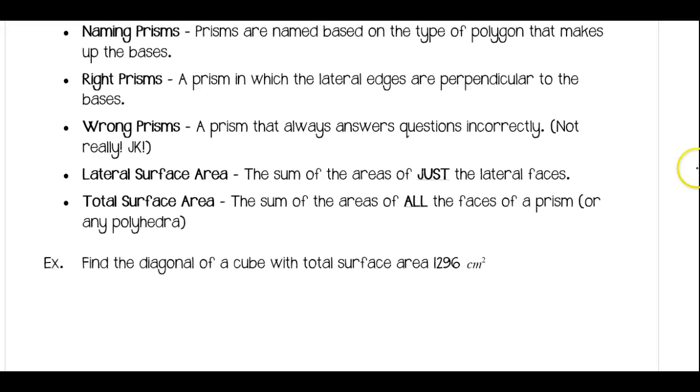Lateral surface area. So these two things right here, these are going to be important. You need to understand. So lateral surface area is the sum of the areas of just the lateral faces. So we're not going to include the two bases. All right, and most of the time I'll abbreviate this as LA, lateral area. So a lot of problems will ask for the lateral surface area, and they'll ask for the total surface area. So you're going to have two answers. And to find the total surface area, you're going to use your lateral surface area answer, and then just add on the two bases. And for total surface area, I'll just abbreviate that TA.